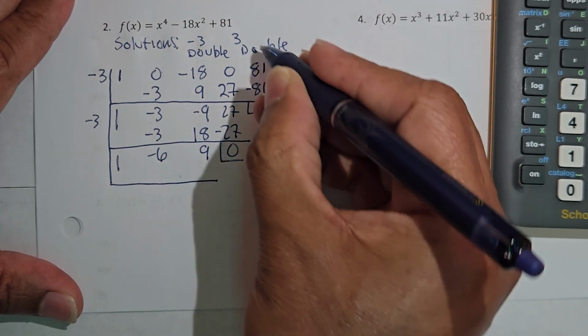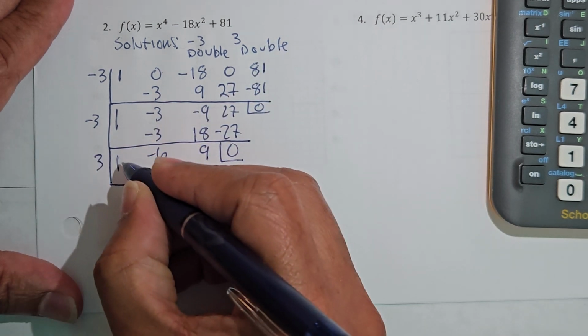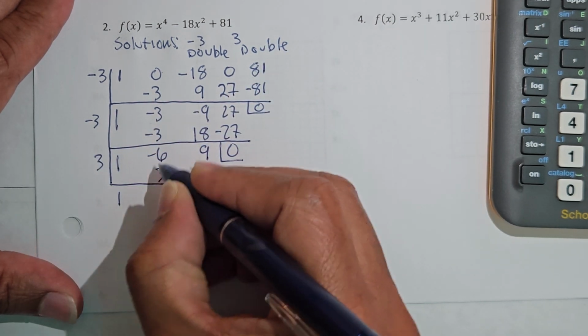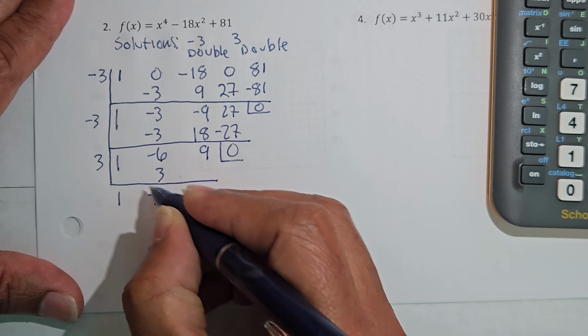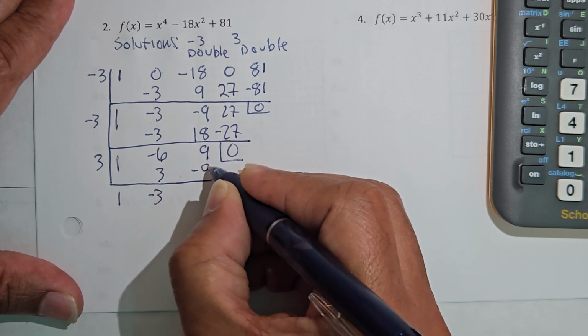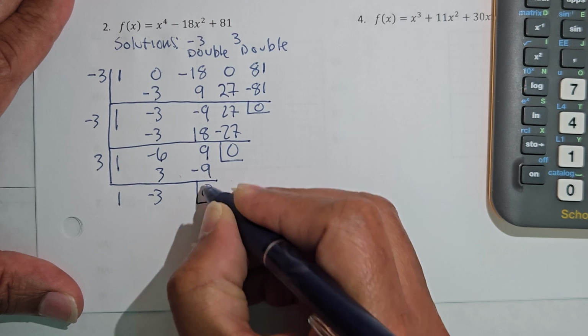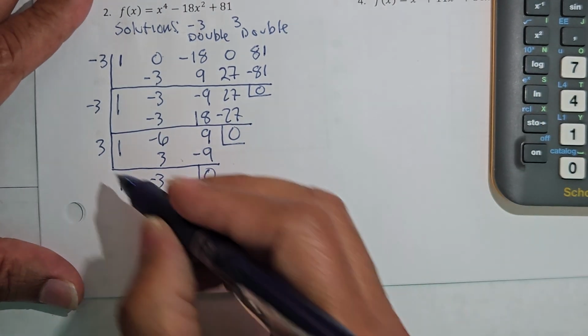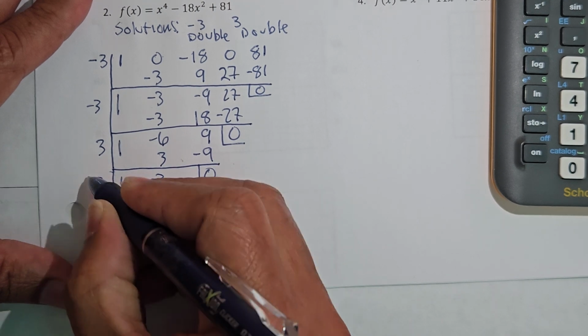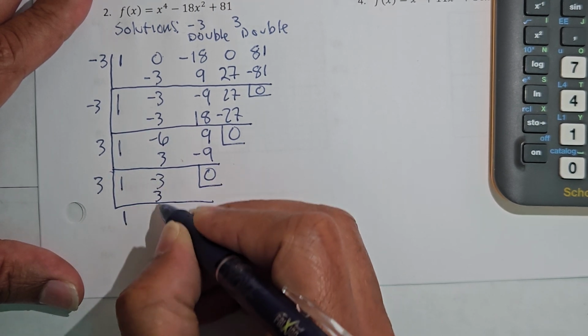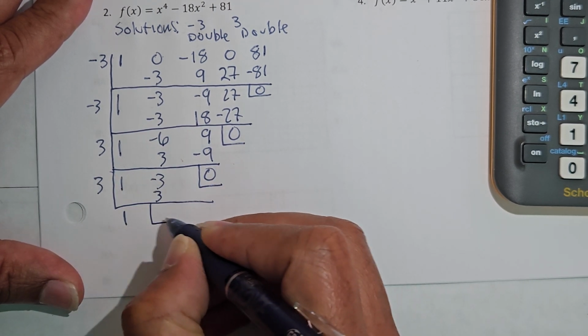Now we move on to 3. 3 times 1 is 3. Negative 6 plus 3 is negative 3. 3 times negative 3 is negative 9. Again, this verifies that this is a solution, at least one of them. So let's move on and do the last one. Drop the 1, 3 times 1 is 3, and negative 3 plus 3 is a 0 remainder.